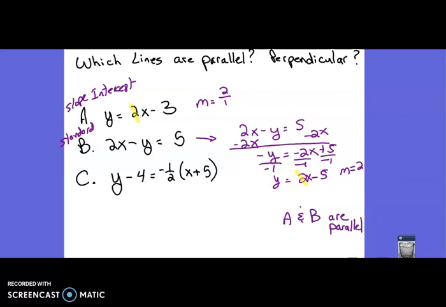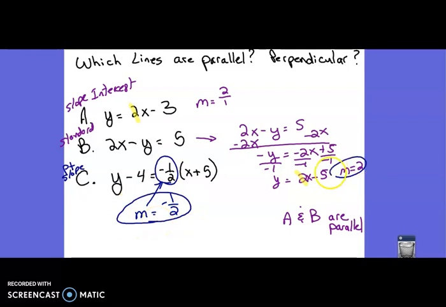Now, letter C, I want you to notice that this is in point slope form. And again, to find the slope, we know the slope is right there. We don't have to put this in y equals mx plus b because it's in point slope form. So here the slope is -1/2. I mean, if you wanted to put it in slope intercept, then you can use the distributive property much like what we did last time. So this is m equals -1/2.